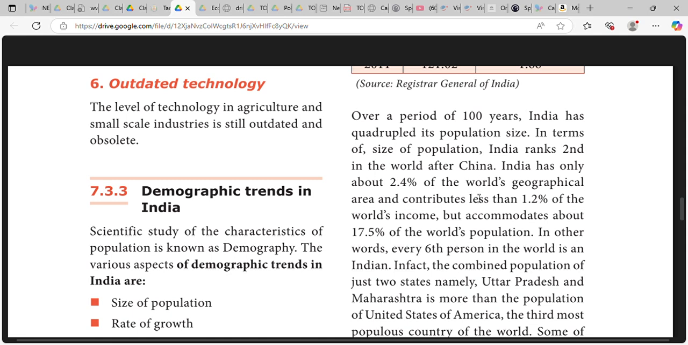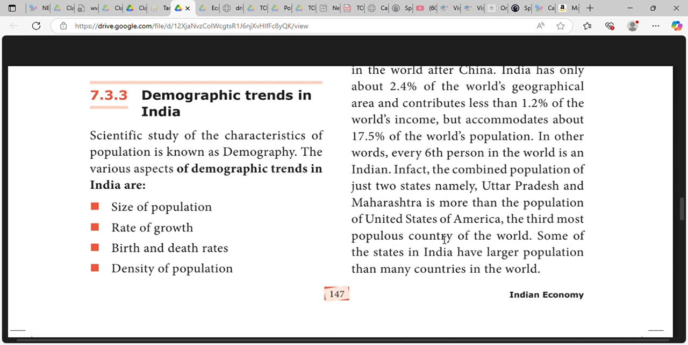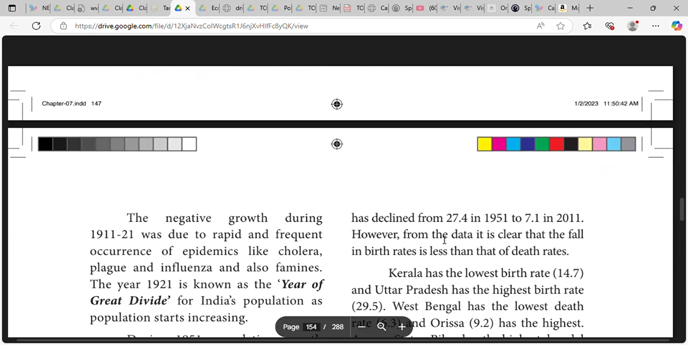India is only about 2.4% of the world's geographical area and contributes less than 1.2% of the world's income, but accommodates about 17.5% of the world's population. In other words, every sixth person in the world is an Indian. In fact, the combined population of just two states, namely Uttar Pradesh and Maharashtra, is more than the population of United States of America, the third most populous country in the world. Some of the states in India have larger population than many countries in the world.